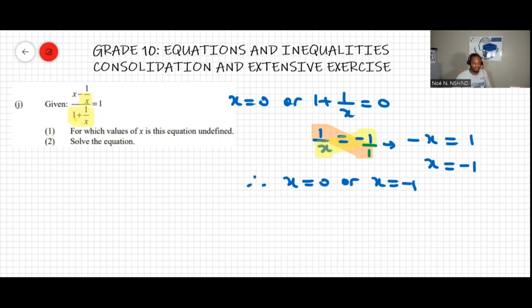That was question 1. Question 2 says solve the equation. Now, we can apply the same property of cross multiplication. Let me rewrite it over here.